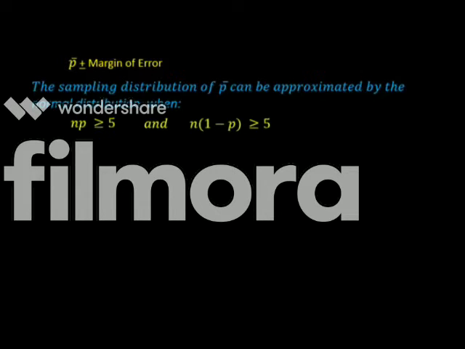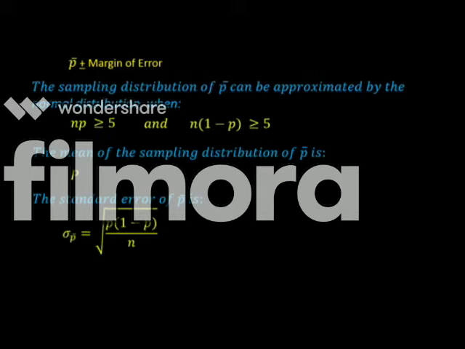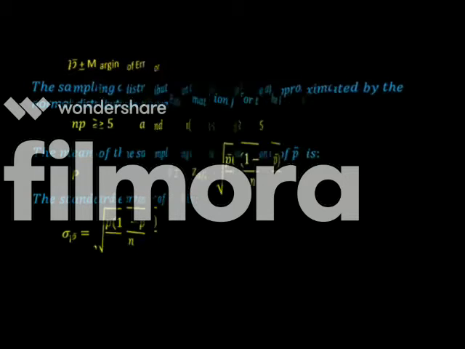But for this tutorial, you need to remember that the mean of the sampling distribution of p bar is the population proportion p, and the standard error of p bar is shown as sigma subscript p bar, and that is equal to the square root of p times 1 minus p divided by little n, the sample size. This standard error will now be used in the formula for computing a confidence interval estimate for p bar.